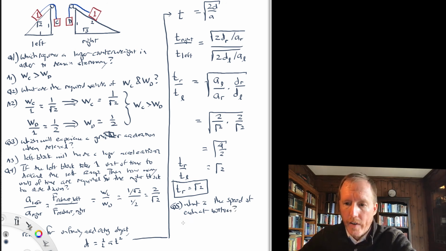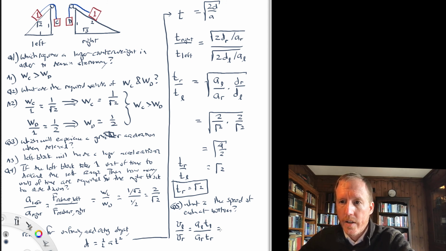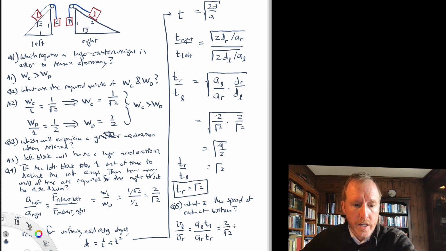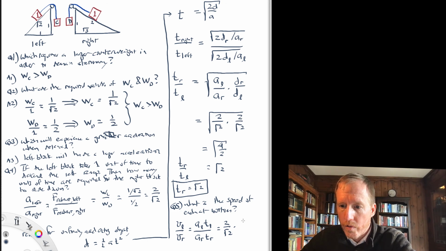Well, we can find the ratio of the speeds, the velocity that the left block has compared to the velocity that the right block has. And in the case of uniformly accelerated motion, the velocity is linearly proportional to the time, so we could take the acceleration of the left block times the time it took the left block to slide down compared to the acceleration of the right block times the time it takes the right block to slide down. Well, we know the ratio of the accelerations of left to right, and that is just, once again, 2 over root 2. And the ratio of the times, well, that was 1 over root 2. And you get 2 over 2, or in other words, 1.